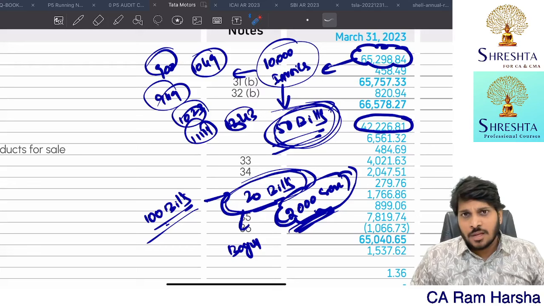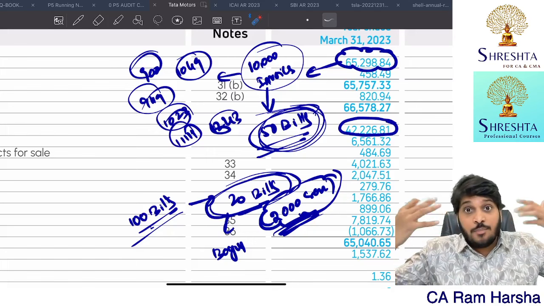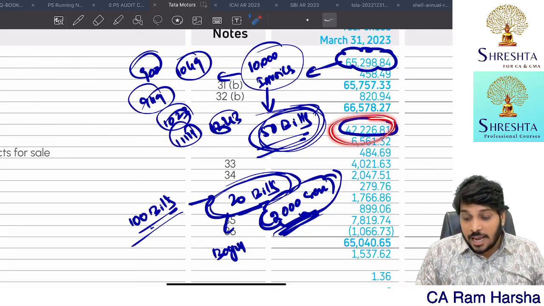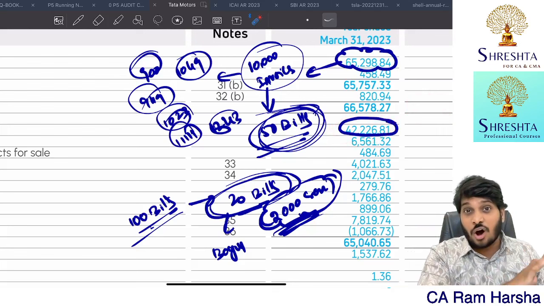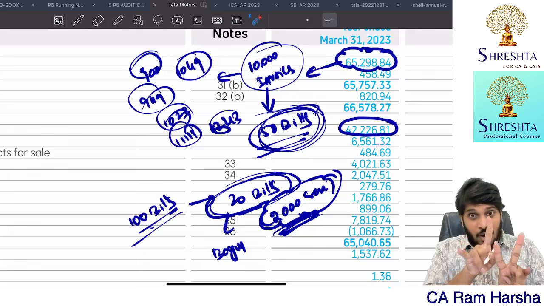How much is the mistake? I don't know. I found actually 2,000 crore worth of mistake, but inside this 42,000 crore, there will probably be even more mistakes. So I will give a negative opinion. Dear shareholders, this profit and loss account is not true, not fair, not reliable. Understood? So opinions are of two types, either positive opinion or negative opinion.